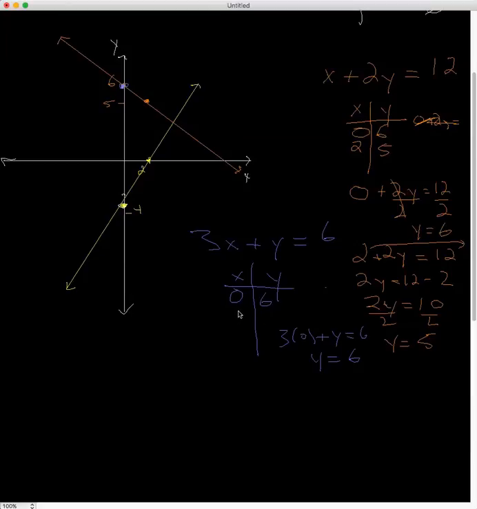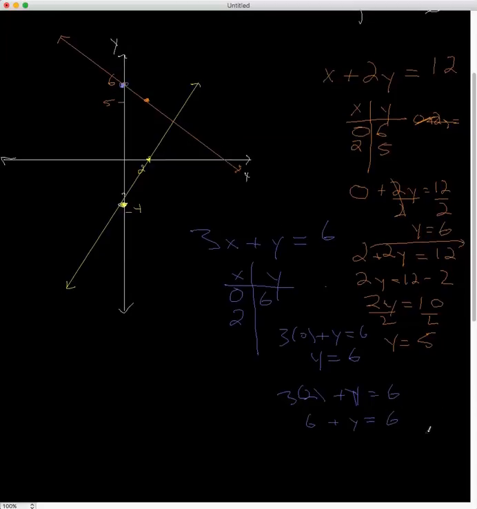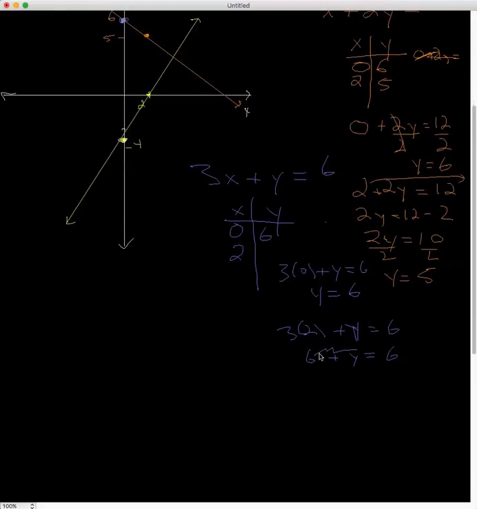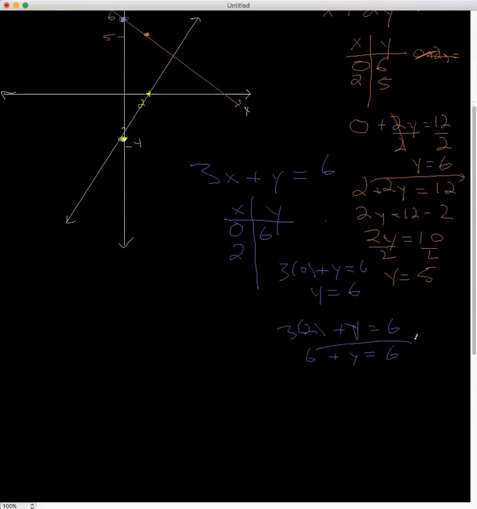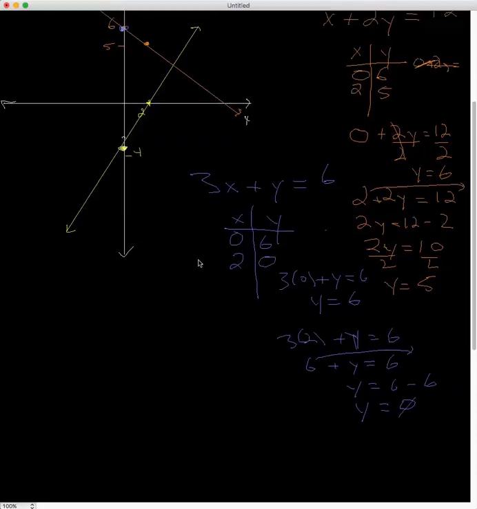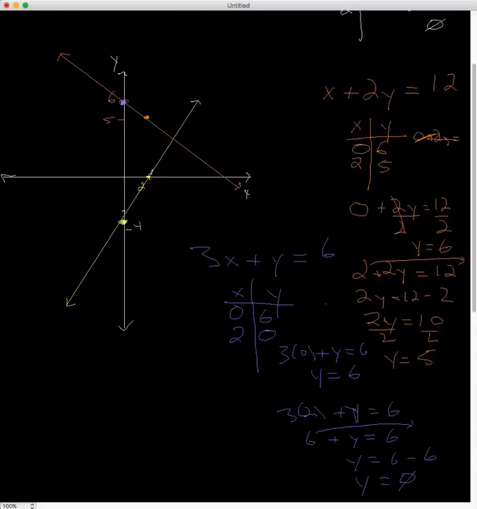And now we pick another point. So what if we pick x is equal to, let's say, 2. Well, 3 times 2 plus y is equal to 6. 6 plus y is equal to 6. I rainbow him over, and I have y is equal to 6 minus 6, and y is equal to 0. So I solve for y, and I get 0. So when x is equal to 2, I land on this point here, which is shared with this line.